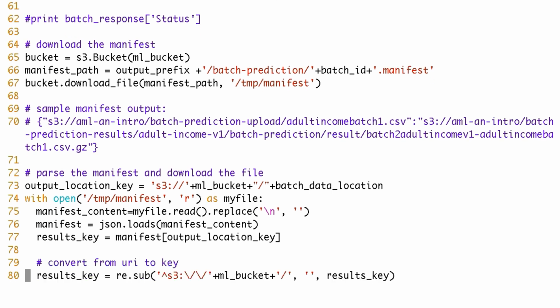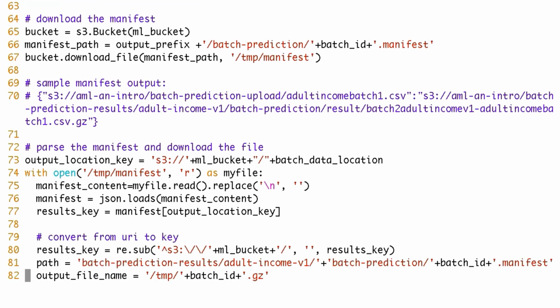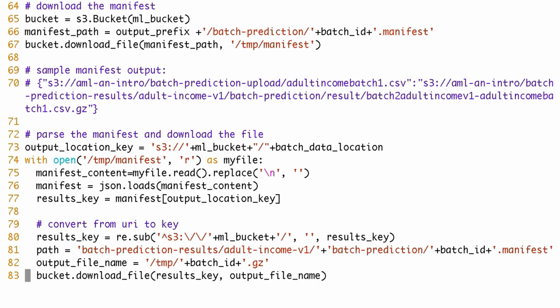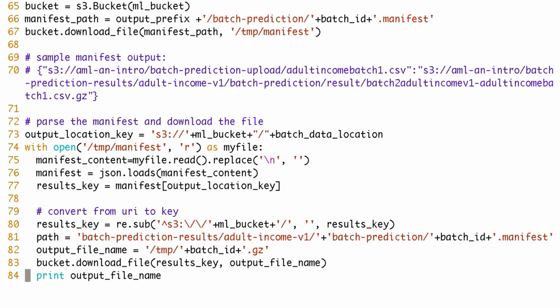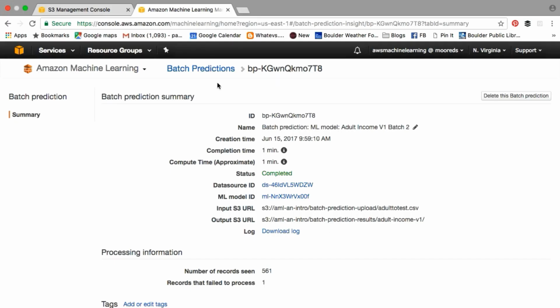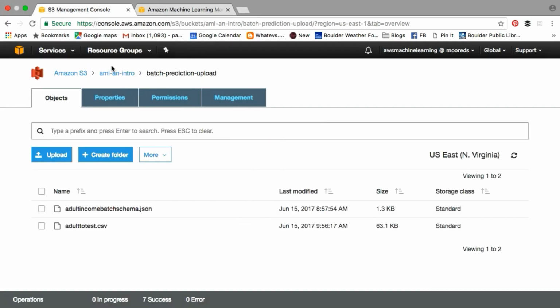And then we want to grab the output file from the JSON manifest. And then that gives us a key into S3, into our bucket, and we can just download that file. We output the file name. It's going to be a gzip file, and we will see what that looks like. So this batch prediction is completed, and we can go look at S3.